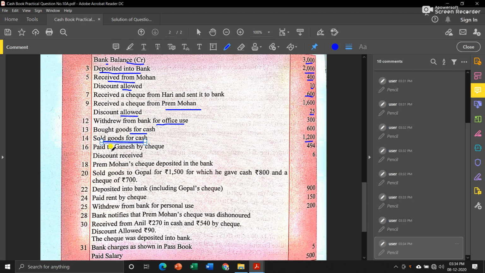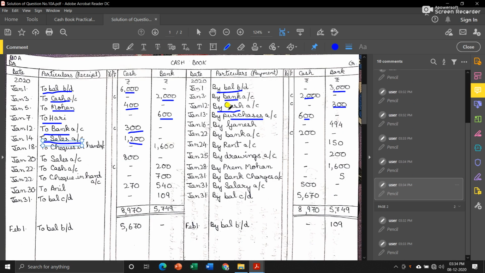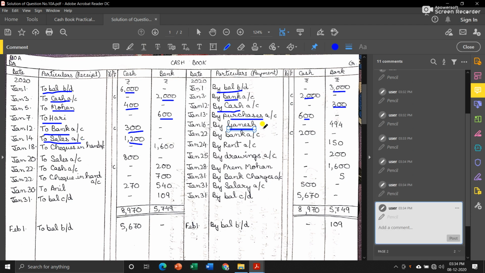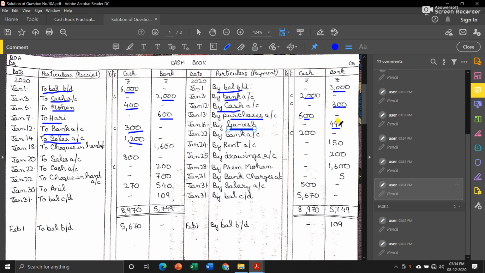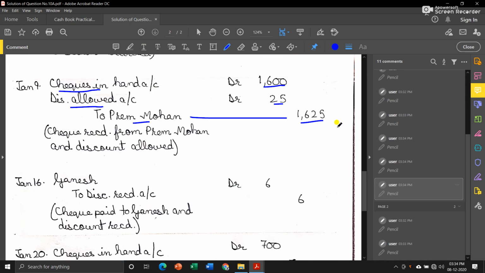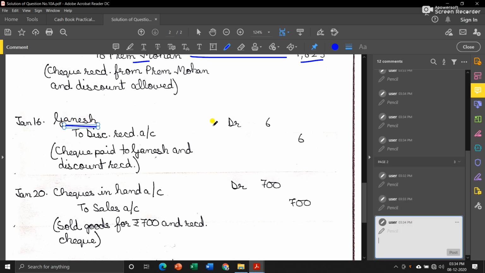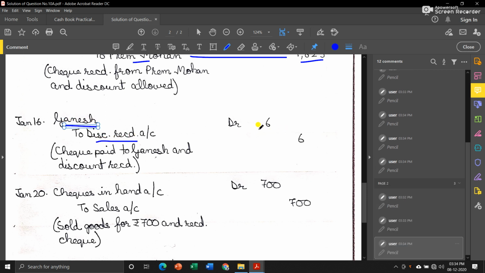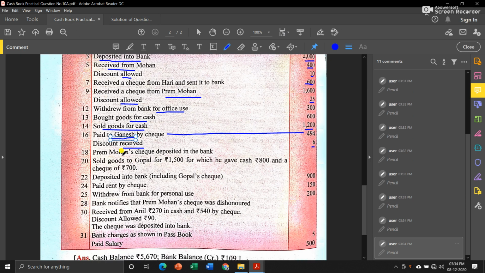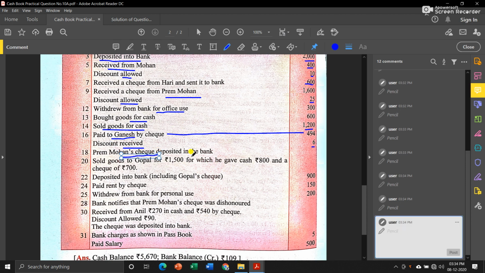The next on date 16 we paid a check to Ganesh and we received discount of rupees 6. Since we paid by check, we have to record this in our cash book on the credit side by writing by Ganesh rupees 494 in bank column since we issued a check, and rupees 6 that we received as discount from him. For that we will pass one journal entry: Ganesh account debit to discount received account rupees 6.